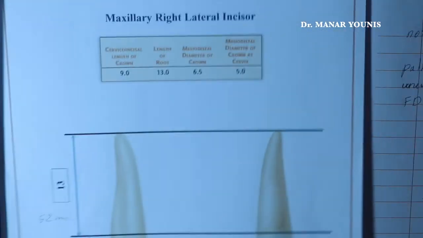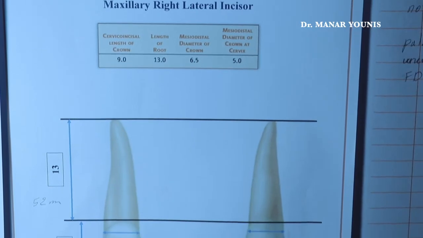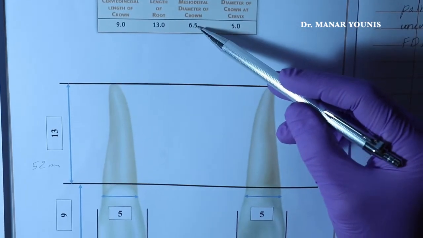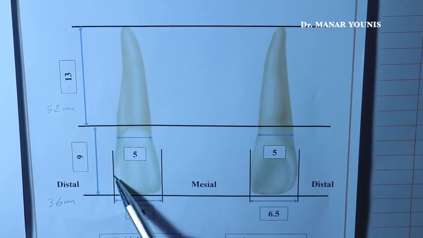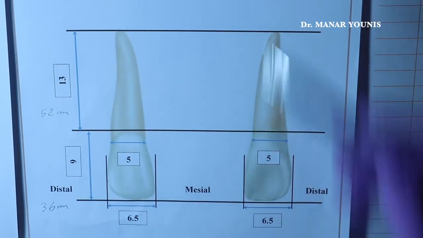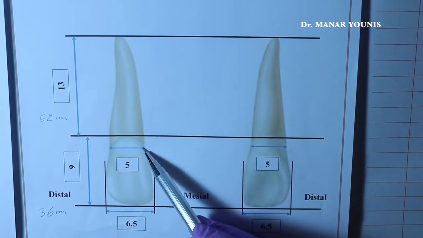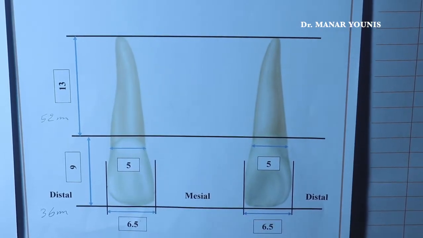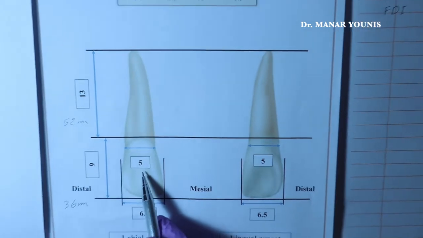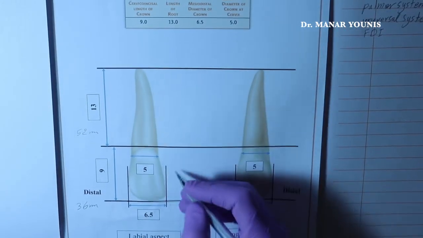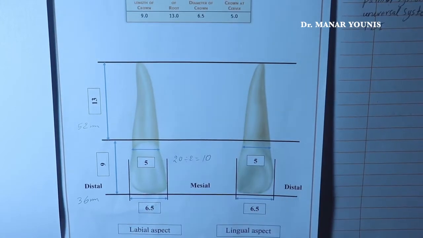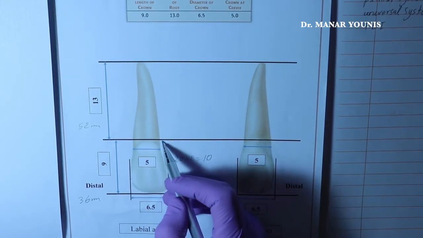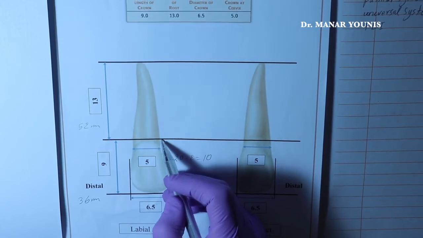Then I should mark the dimensions of the tooth mesiodistally, which is the mesiodistal diameter of the crown that extends between the mesial contact area and distal contact area, and the mesiodistal diameter of the crown at cervix. At cervix, the width is 5 millimeters, multiplied by 4 equals 20, divided by 2 equals 10. So I will measure from the midline 10 millimeters to the mesial and 10 millimeters to the distal.